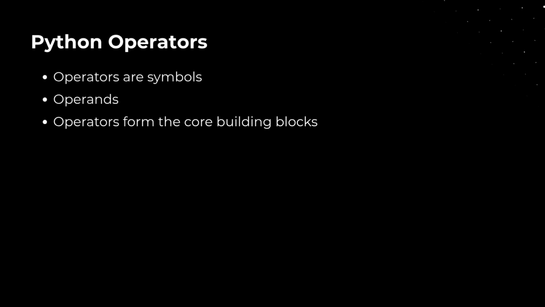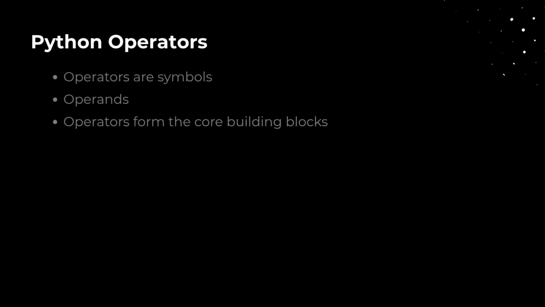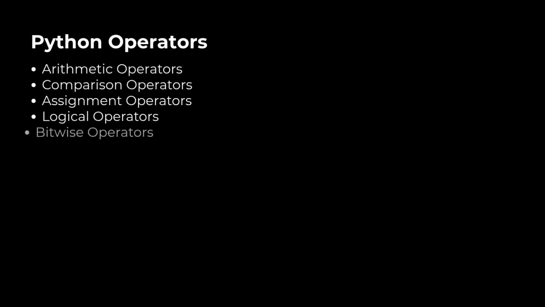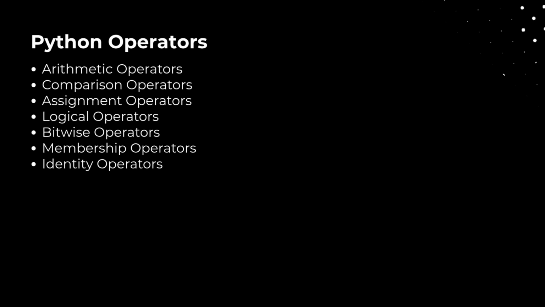Different types of operators used in Python are as follows: arithmetic operators, comparison operators, assignment operators, logical operators, bitwise operators, membership operators, and identity operators. Let us now discuss these operators used in Python one by one.